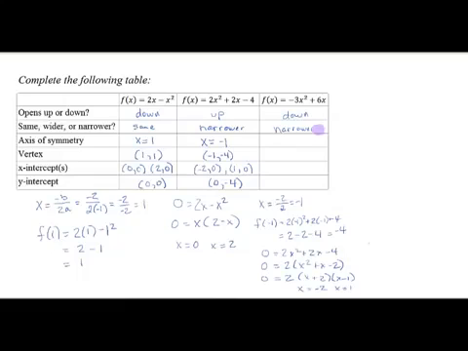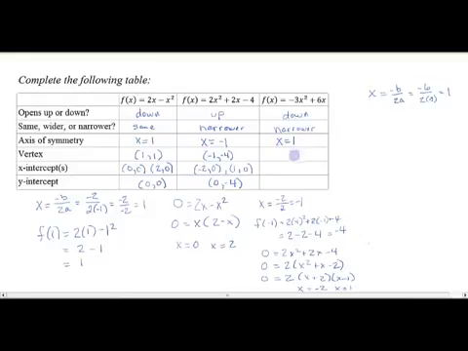The axis of symmetry, let's go ahead and start with that. That's x equals negative b over 2a. So we have negative b is going to be negative 6 over 2 times a, which is negative 3. So I have negative 6 divided by negative 6 is positive 1. So x equals 1 is our axis of symmetry for this.